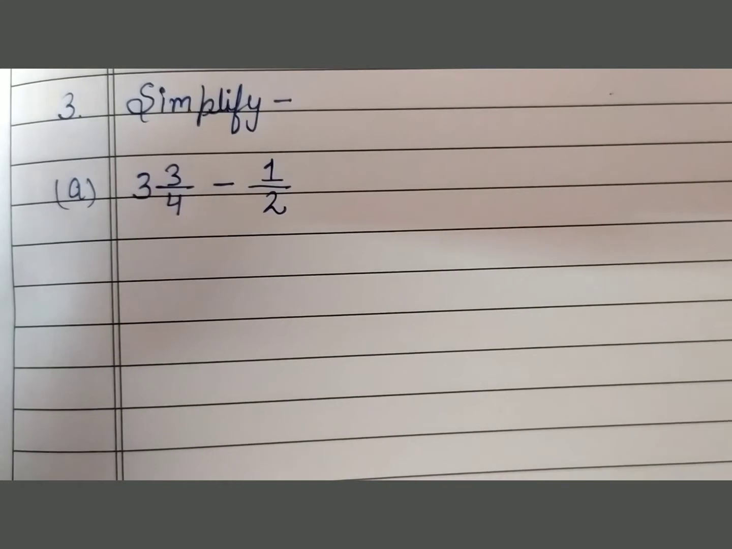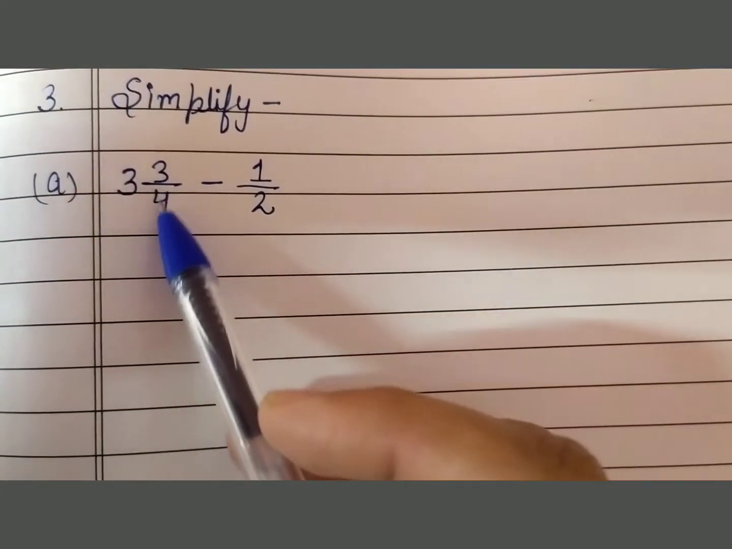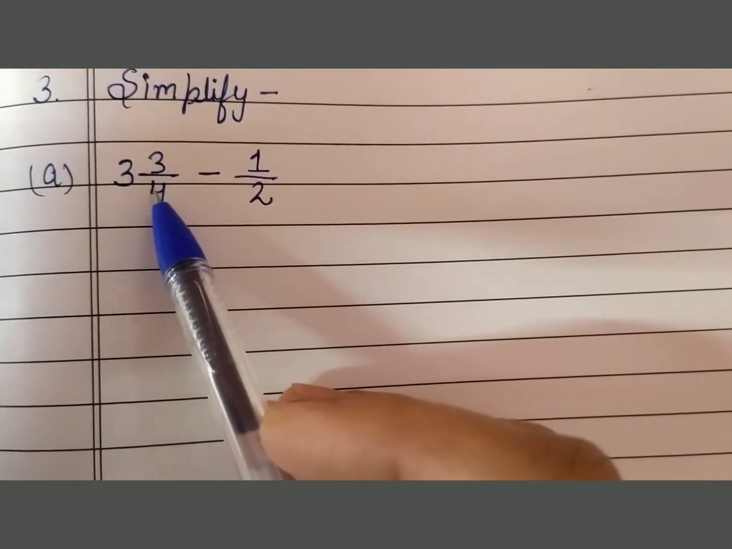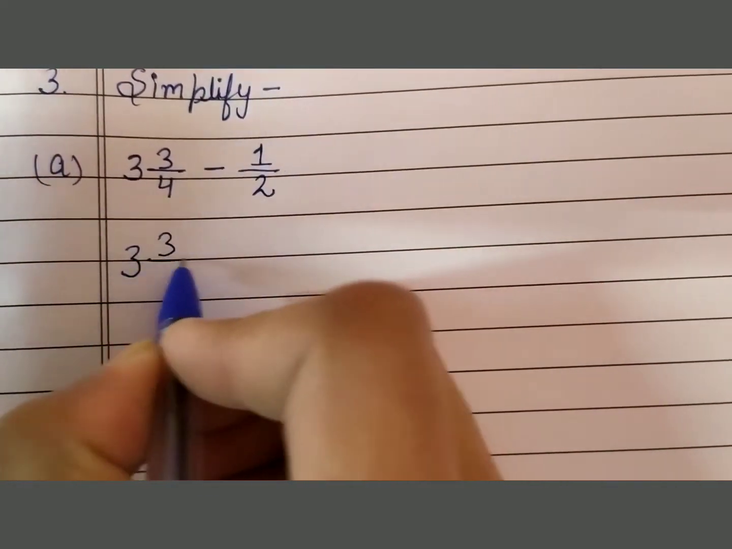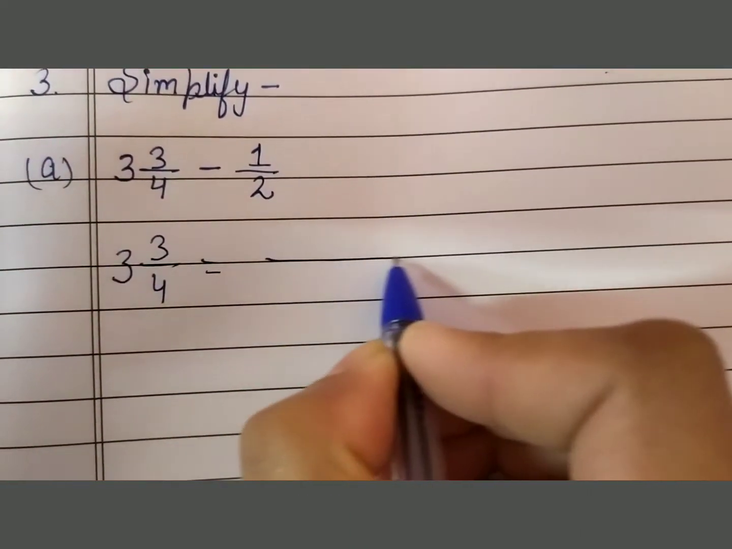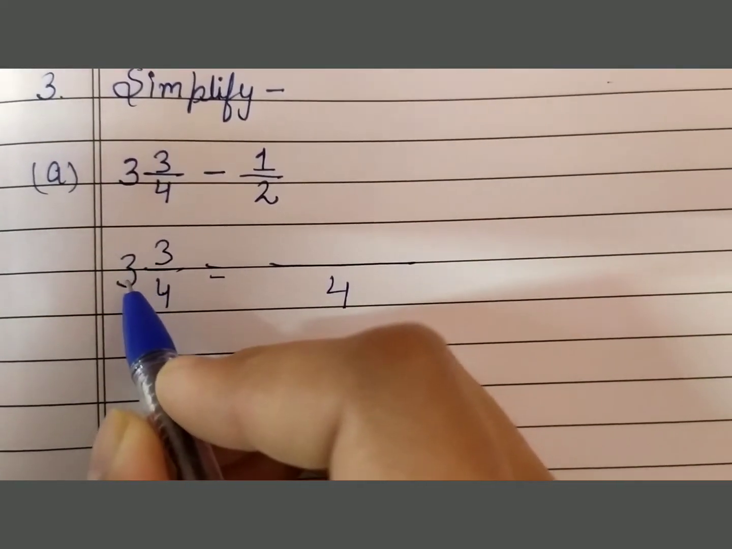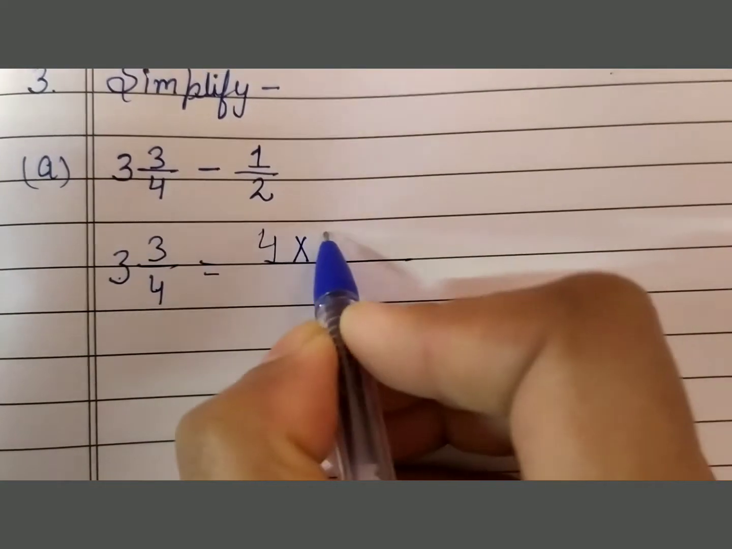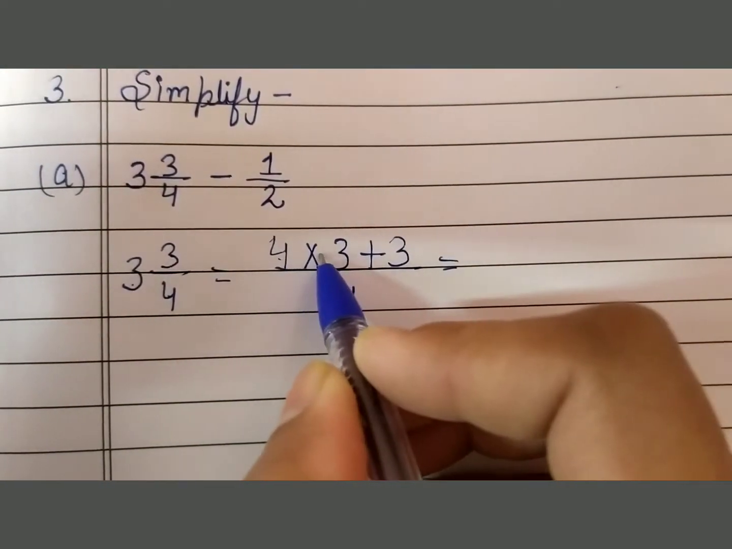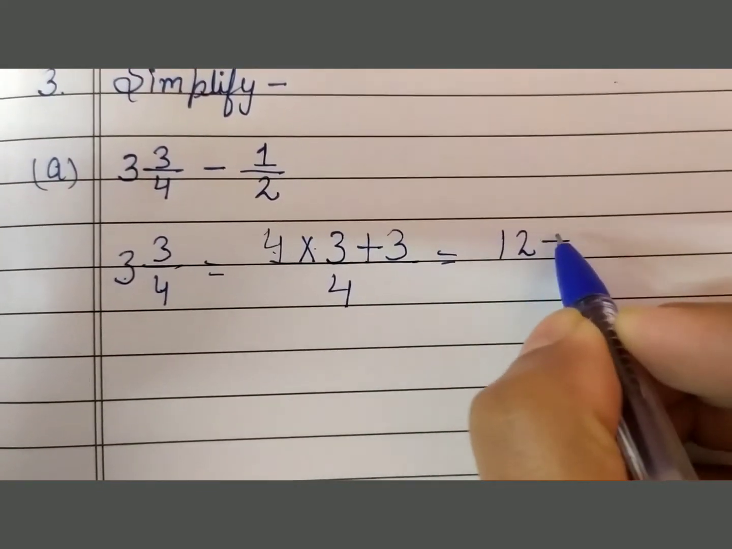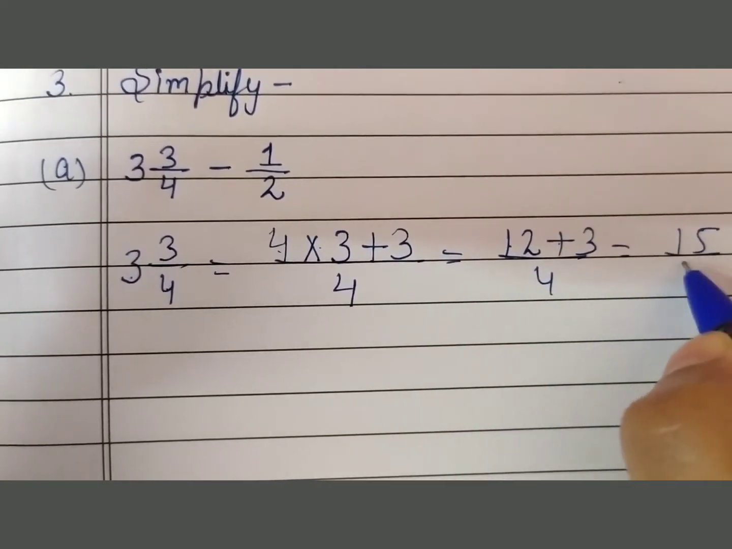Okay. Next question number 3. Simplify. 3, 3 upon 4 minus 1 upon 2. Firstly change into improper fraction. 3, 3 upon 4. Write 4 in the denominator. In the numerator, write 4 multiply 3. Add 3. 4 multiply 3, 12 plus 3 upon 4. 12 plus 3, 15 upon 4.